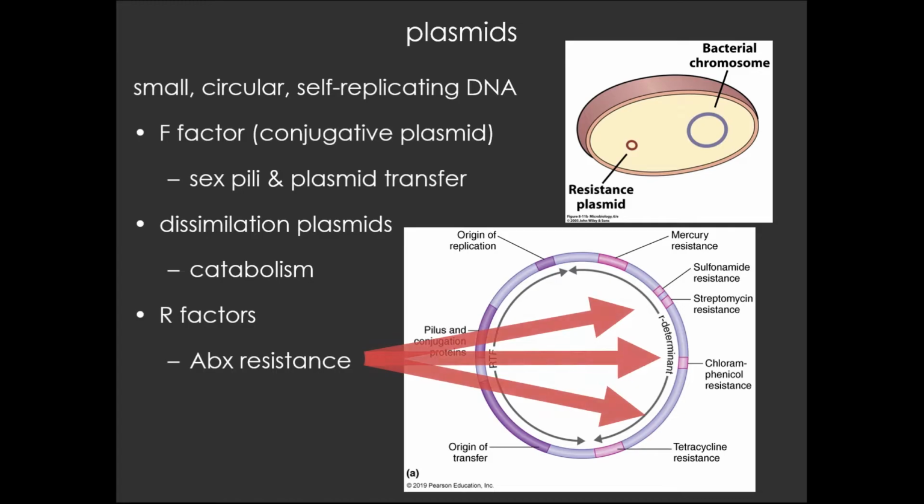And then finally, a third type of plasmid is something called an R factor, which codes for resistance to antibiotics. And that's going to be one that we pick up later on in much more detail in our last unit of lecture.